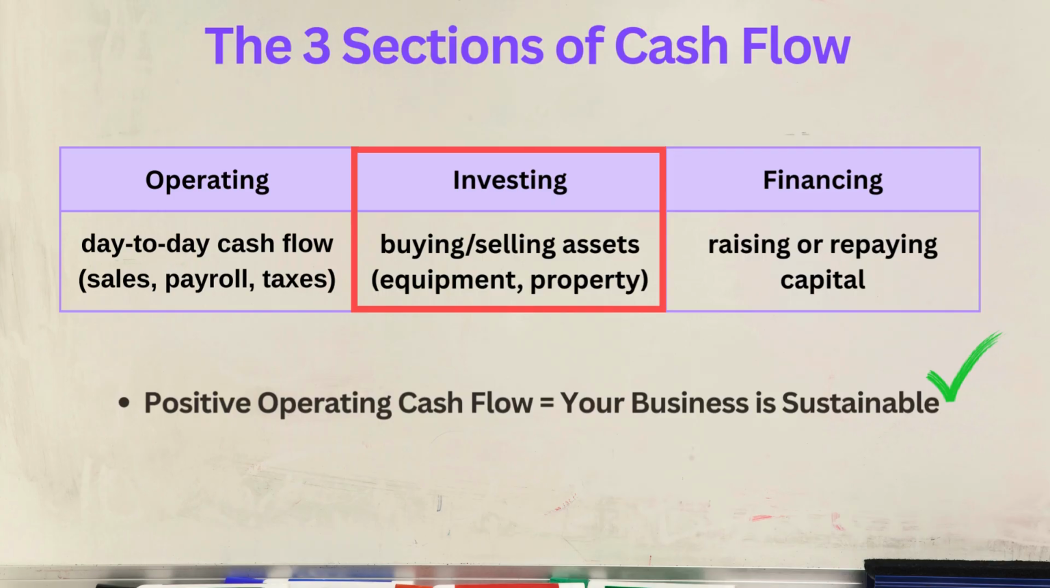Next is investing activities. Don't think of this as Wall Street investing. This is about your own business investments. It includes buying or selling property, equipment, or even other businesses. For example, if you run a bakery and you purchase a new oven, that shows up here. It's not an everyday expense, but it's an important signal of how you're using cash to grow.